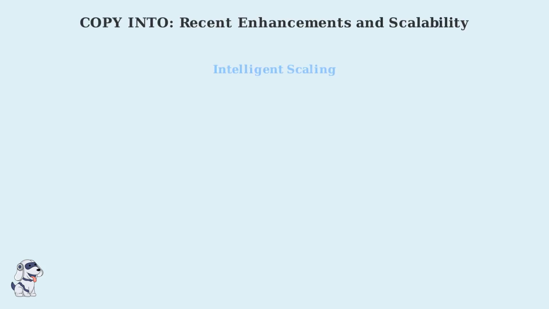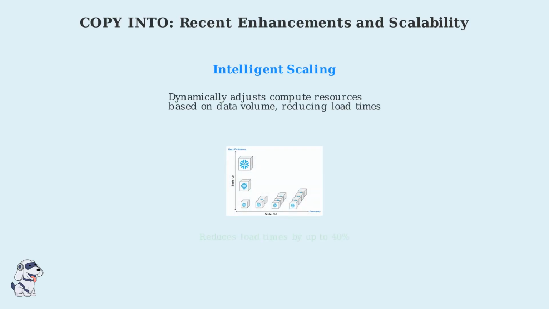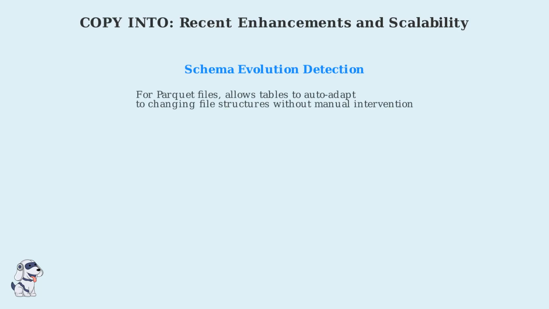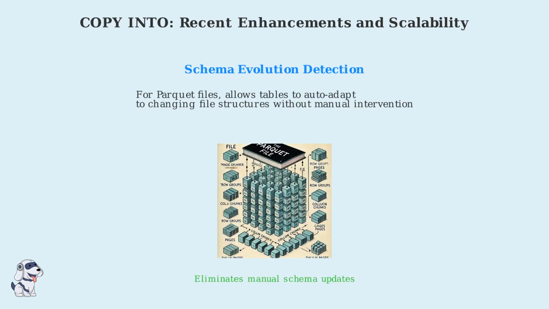In recent years, Snowflake has refined copy into to improve scalability and security. The first major enhancement is intelligent scaling, which dynamically adjusts compute resources based on data volume, reducing load times by up to 40%. Next, support for Zstandard compression in CSV loads minimizes storage costs while maintaining high speed, cutting costs by up to 25%. Schema evolution detection for Parquet allows tables to automatically adapt to changing file structures without manual intervention, eliminating the need for constant schema updates.